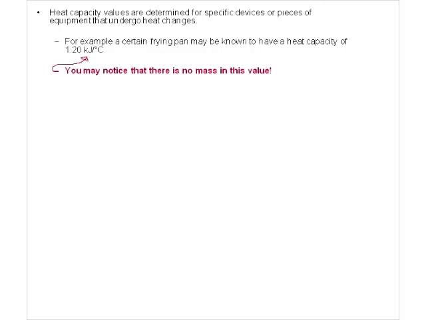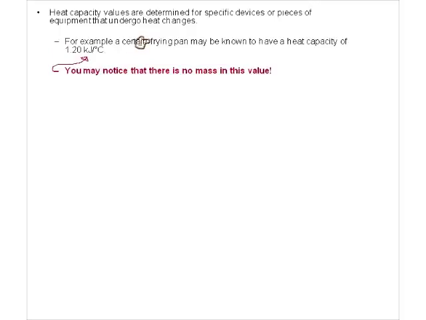Okay, heat capacity values can be determined for specific devices or pieces of equipment. So like if we wanted to figure out the amount of energy gained by, say, a frying pan, we would want to look at this and say, okay, let's look at the frying pan, and they give us the heat capacity. Now you notice what's missing here? We never said specific heat capacity.